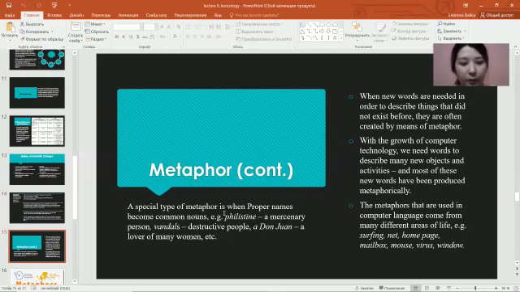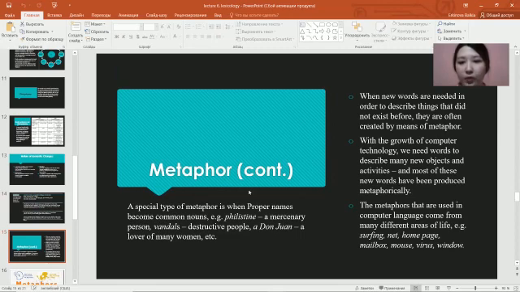A special type of metaphor is when proper names become common nouns. For example, Philistine, a mercenary person. Vandals, destructive people that destroy everything. A Don Juan, a lover of many women. We use metaphors when new words are needed in order to describe things that did not exist before.